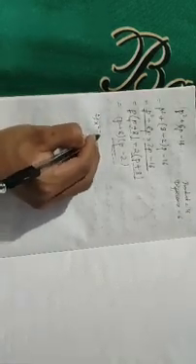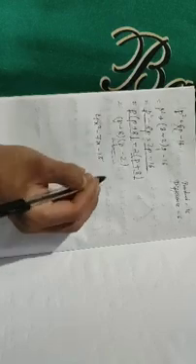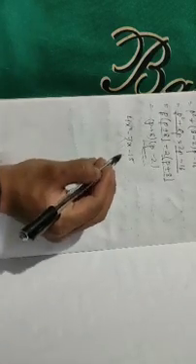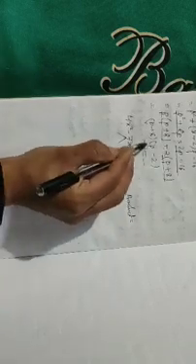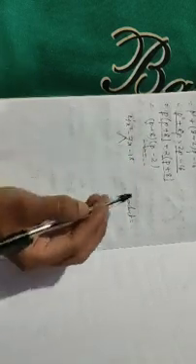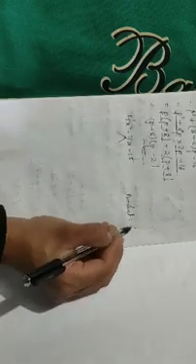Okay, so let me do one more, that is 4x square minus 7x minus 15. So here we have to split this 7 into 2 terms in such a way that the product should be how much? Here the coefficient is not 1, it is 4. So 15 into 4, 60. So the product should be 60, right?